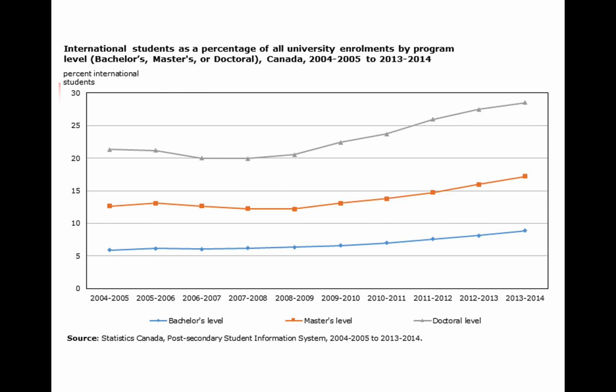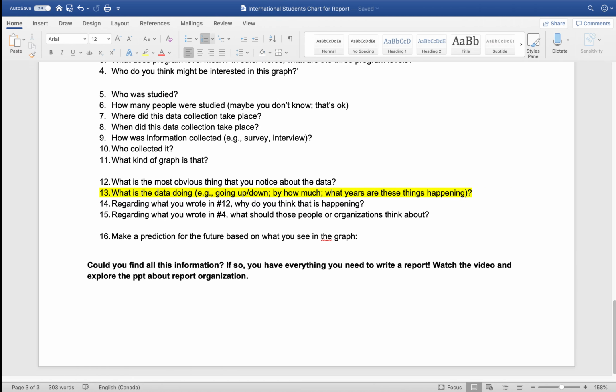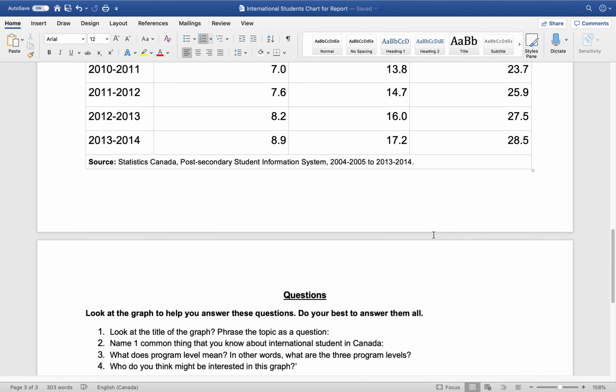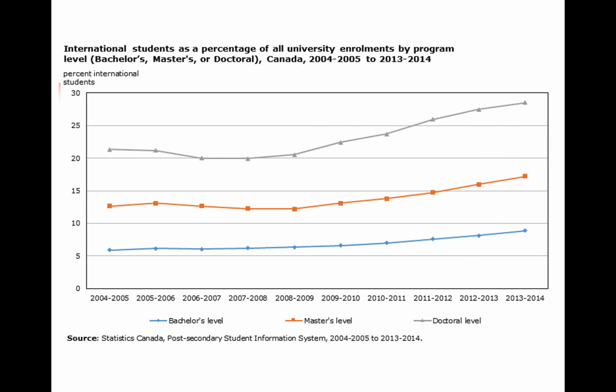Okay, so maybe the first time when you looked at this graph, maybe when you did this worksheet here, and you answered question 13, maybe you said, okay, the doctoral level went down a little bit, stayed the same, and then went up until 2014. And the master's level rose a little bit, then went down a little, stayed the same, and then went up. And the bachelor level, it went up slowly. Okay, but you don't want to use such simple language in your academic paper.